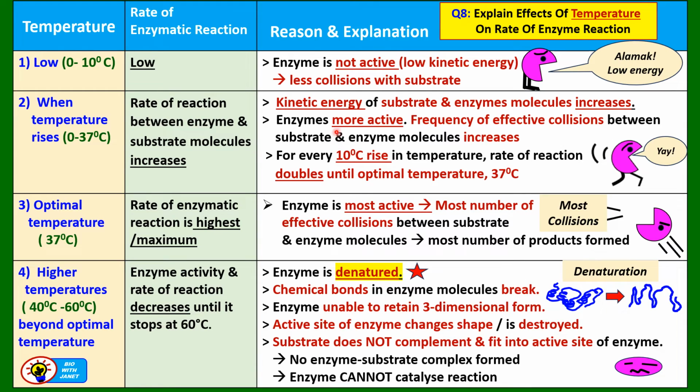Right, so what I've discussed for the graph just now is shown here in the table. So it's up to you if you want to read through this. This table shows you the effect of temperature on the rate of enzymatic activity and the reason why the rate of reaction changes. So it's up to you whether you prefer to read this table or just depend on the graph. Okay, we have discussed everything in the graph just now.